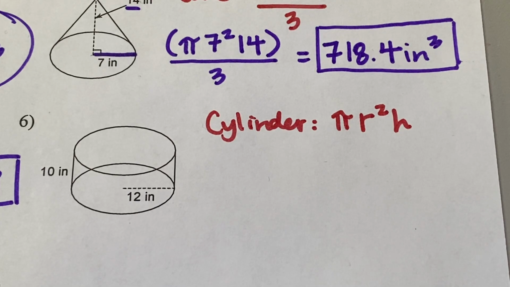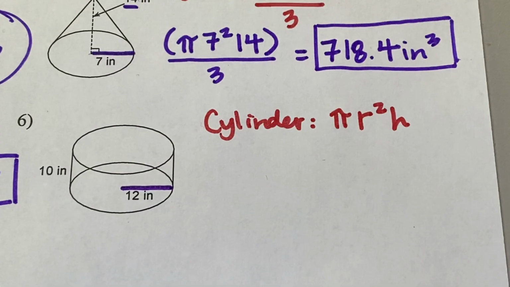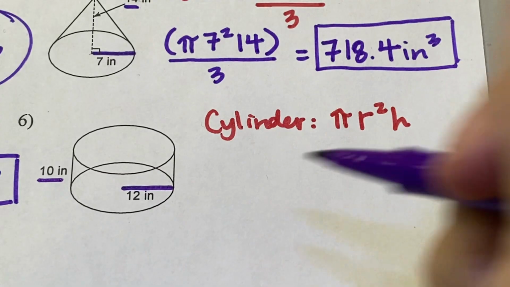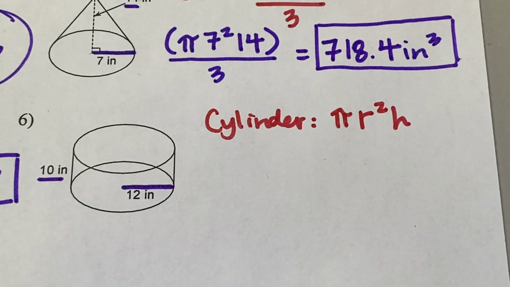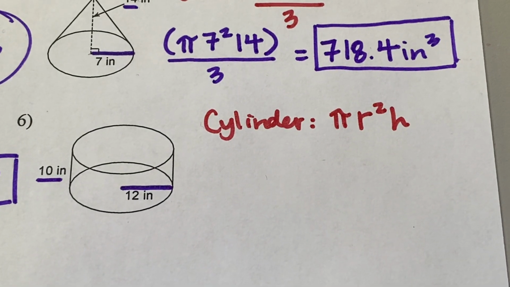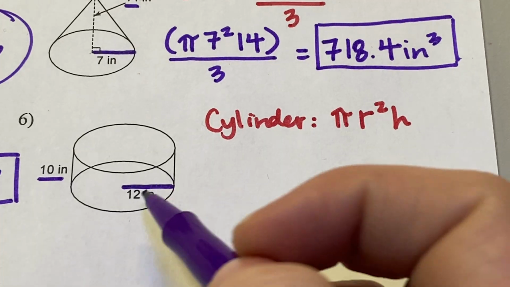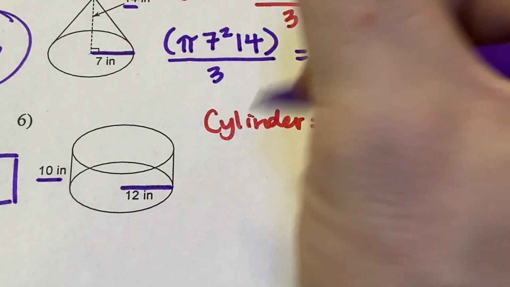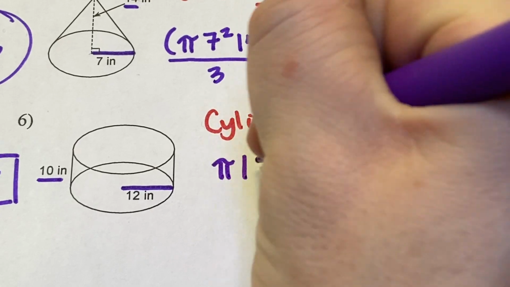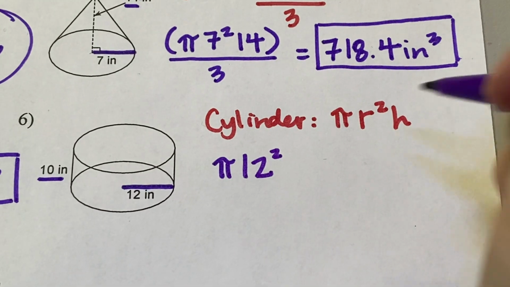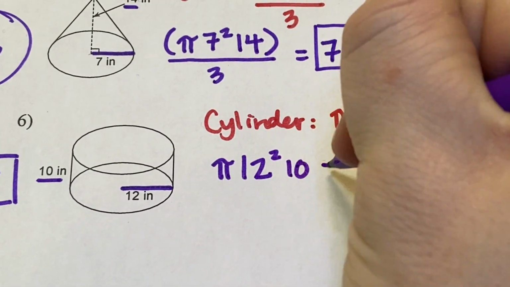The r is 12 and the height is 10. Love that. I love that she knew that our radius is 12. You cannot mix those two up. You can't just plug in 10 wherever you want. The 12 has to be in the radius spot. So we have pi, 12 squared, that's my radius, times my height of 10.